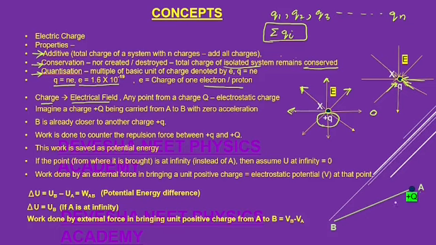which is being carried from A to B with zero acceleration. So work is being done. Imagine that we are carrying a charge of quantity plus q from A to B, and near B we have another charge which is plus q. The moment I carry a charge plus q towards this, there has to be a repulsion force, because both are positive. Because of this repulsion force, some work has to be done to counter it and bring this charge q towards the other charge.